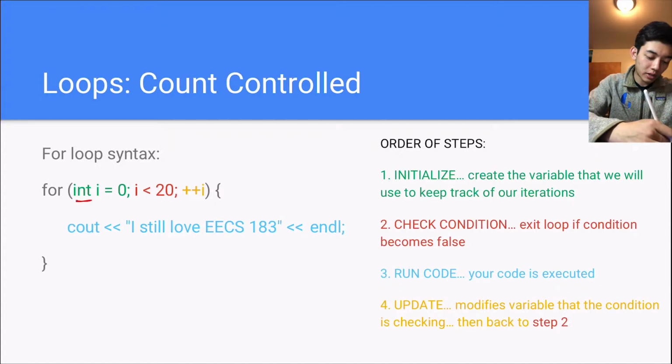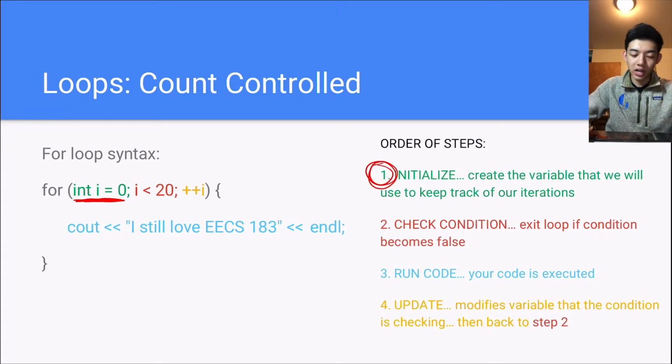The first thing we have here is int i equals 0, and that is our initialize step, right? So our initialize step is going to create the variable that we're going to use to keep track of how many times our loop is being run. In this case, it's going to be an integer that starts at 0. The next step here is our condition.